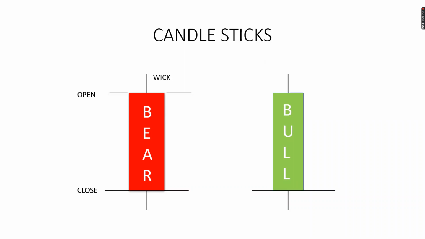On the opposite side, on the bull candle, on the green candle, I want you to do the same thing. But this time on the bottom, I want you to write the word open. And at the top, I want you to write the word close. It's the opposite way, okay? All right.